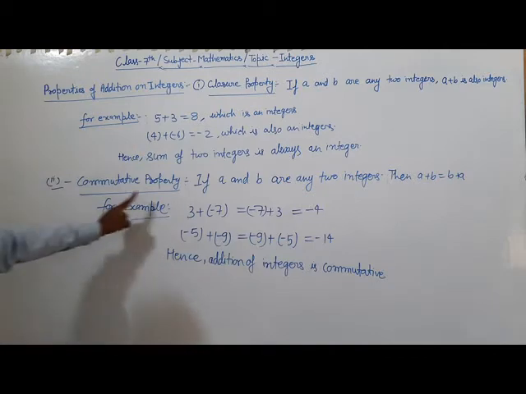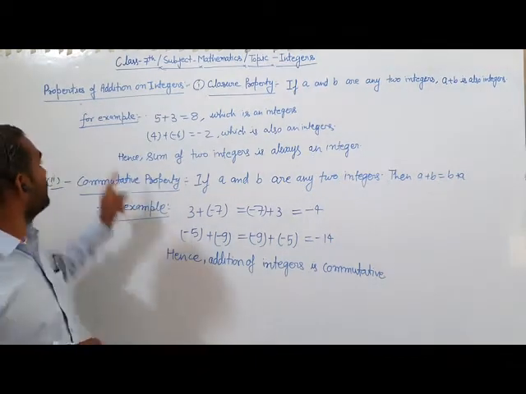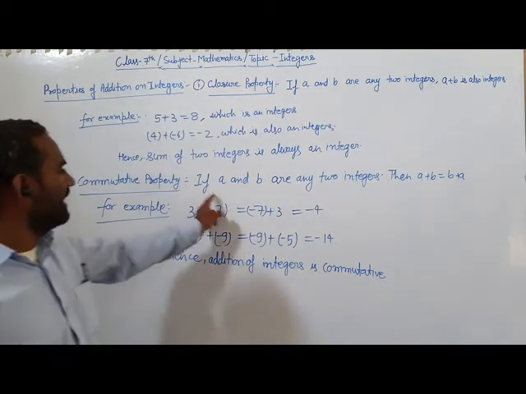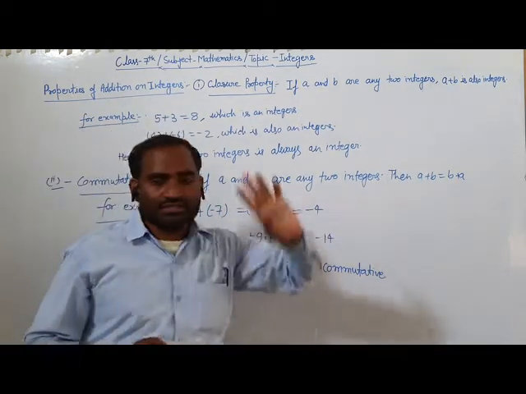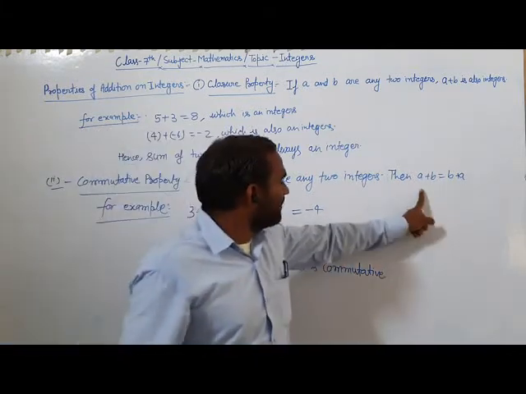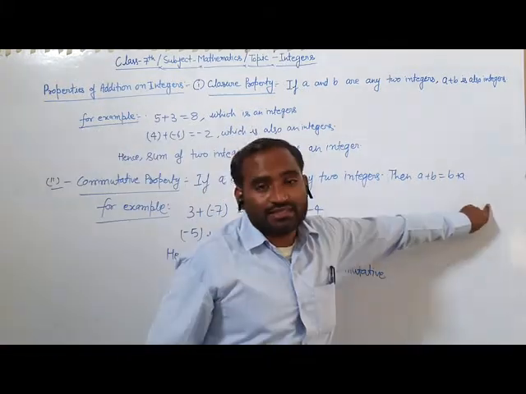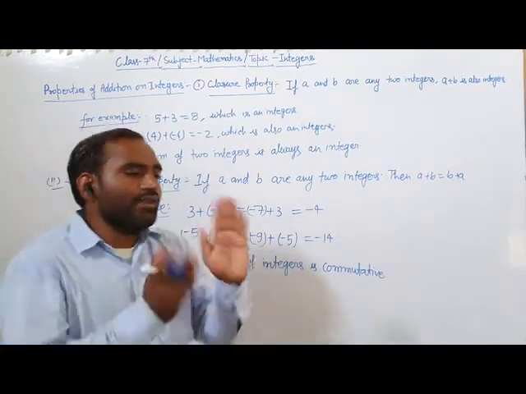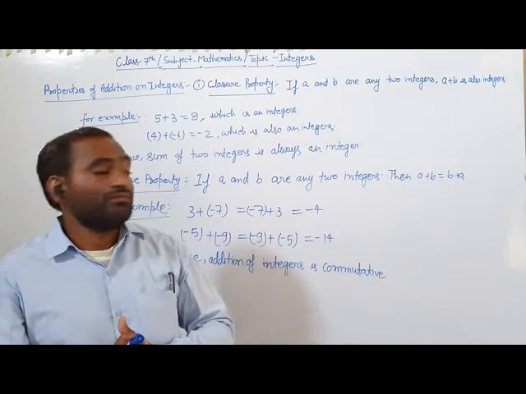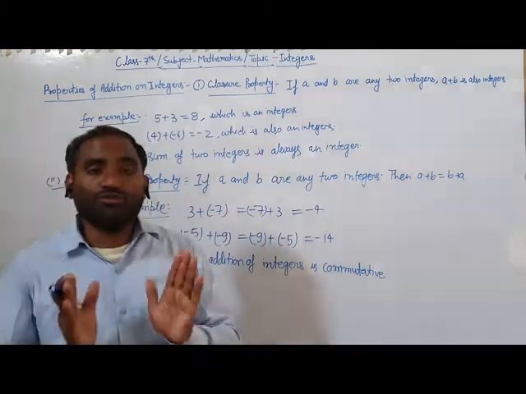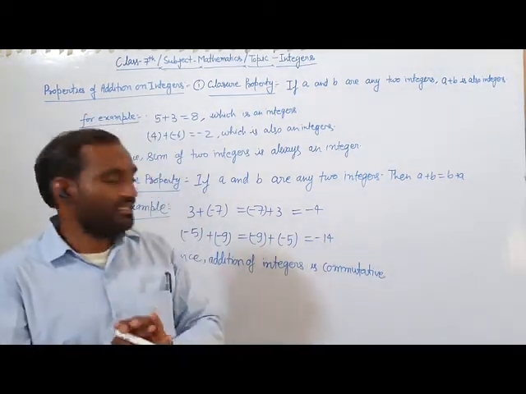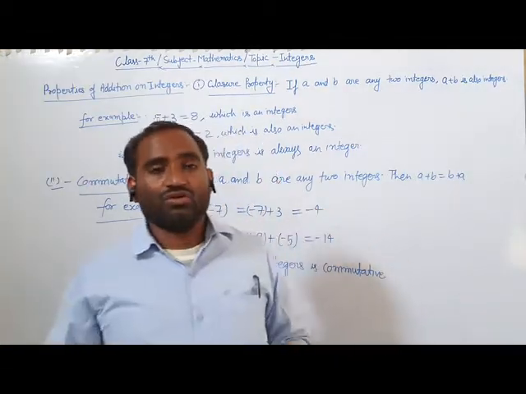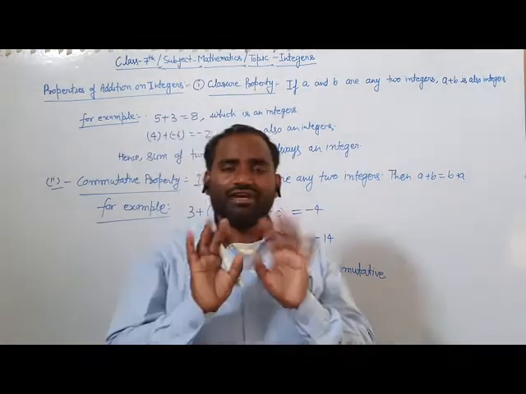Second is the commutative property. Commutative property of addition on integers. If a and b are any two integers, then a plus b is equal to b plus a. दो इंटीजर को ऐड करते हैं तो उनका ऑर्डर चेंज कर देने पे कम्यूटेटिव प्रॉपर्टी में यही होता है कि you have to change the order of addition. ऑर्डर चेंज करने पर उनके एडिशन पे, उनके सम पे कोई इफेक्ट नहीं पड़ता.